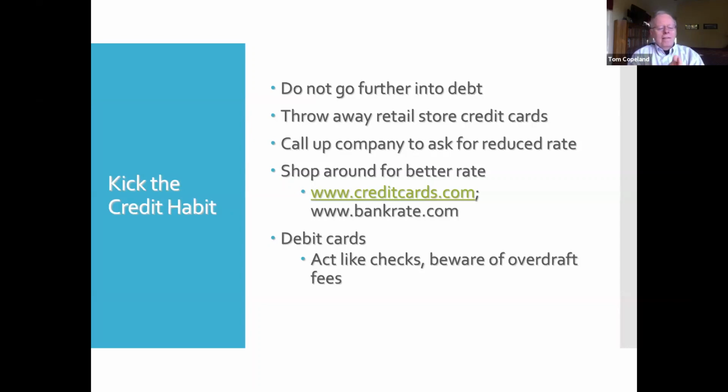If you're going to use a debit card, debit cards act like a check, which is good, but we want to not pay any overdraft fees. We want to not pay fees. So if you're using debit cards, you want to make sure that you have enough money in your account to pay these off as they come up.